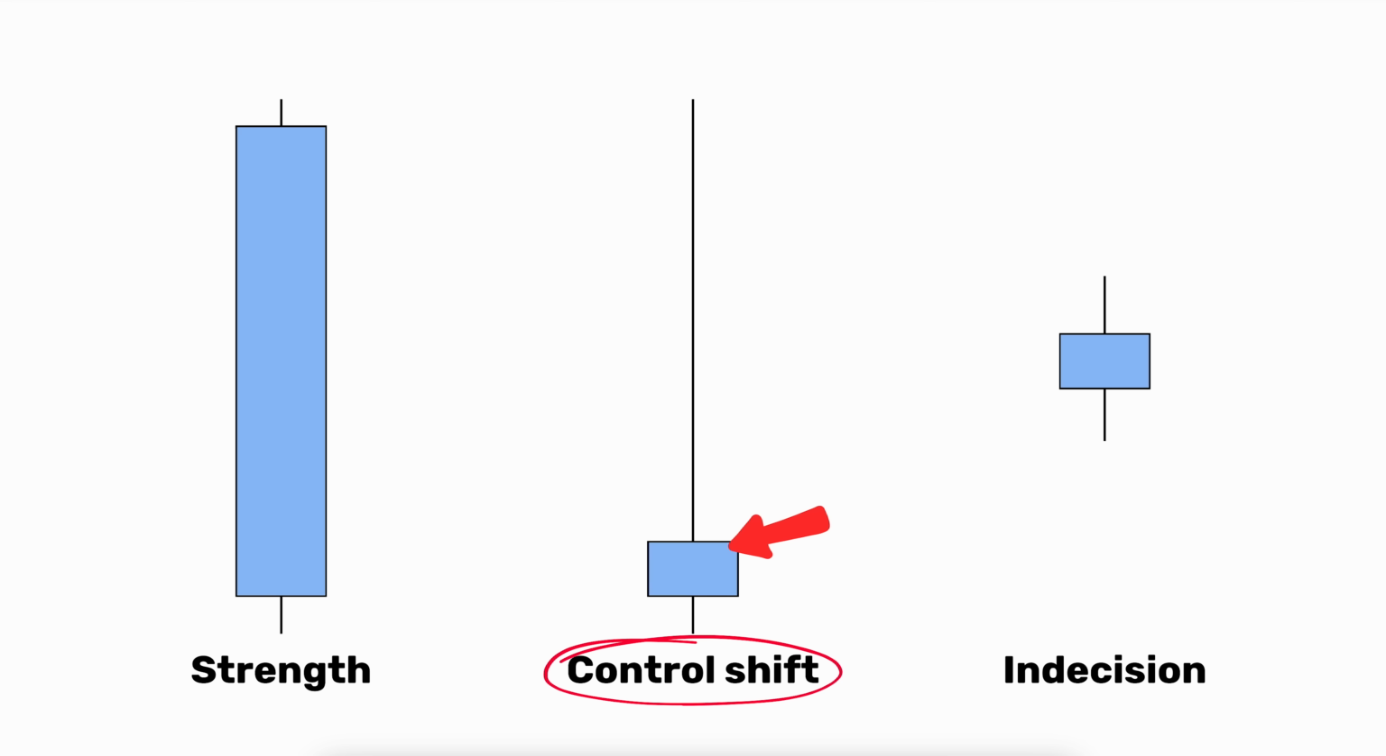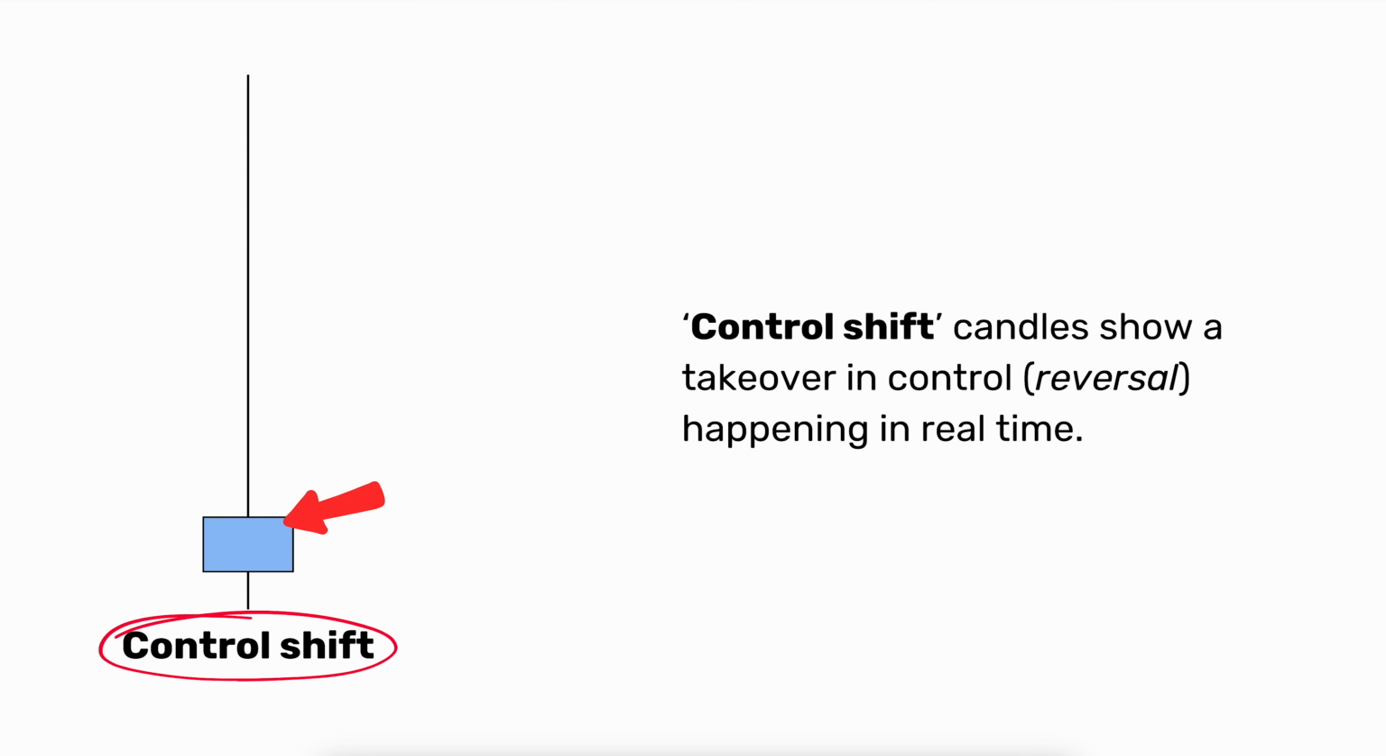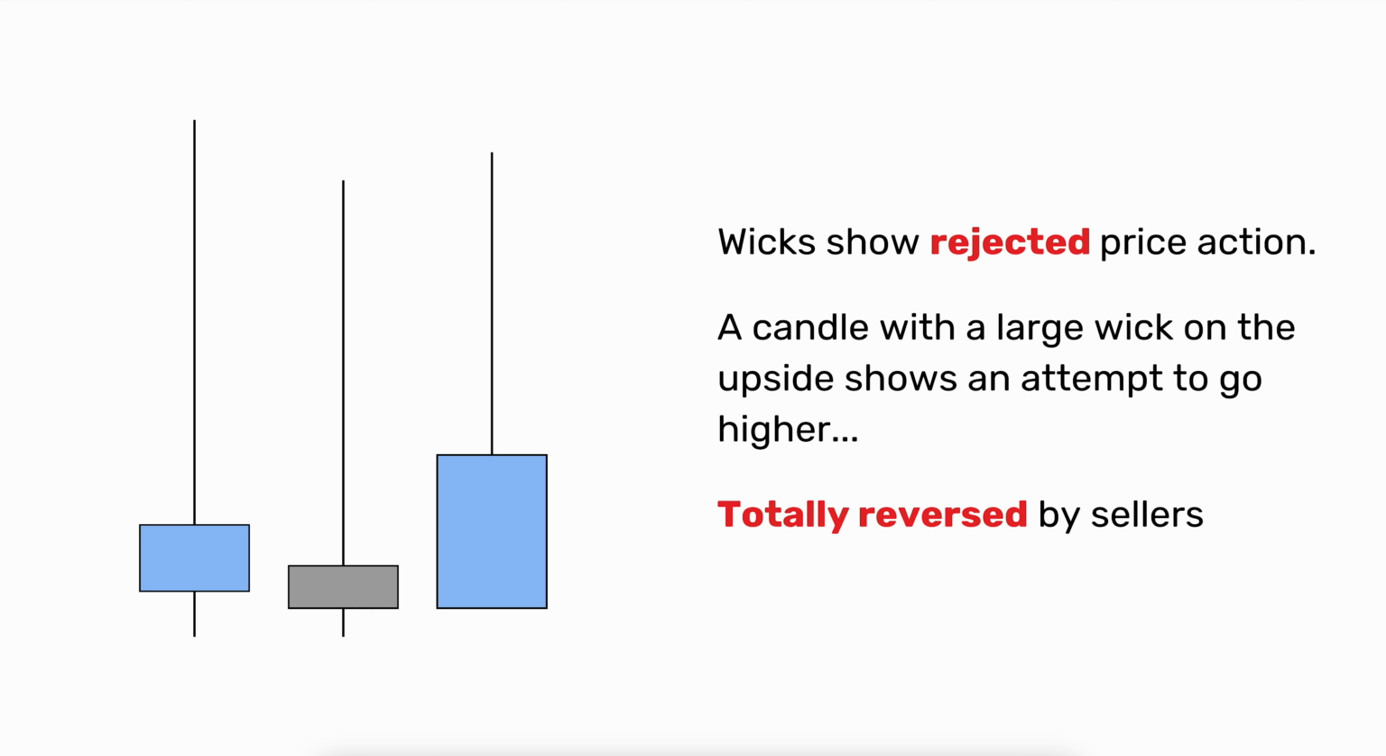So now let's move on to control shifts. A control shift candle shows a takeover in control or a reversal happening in real time. As we've said, wicks show rejected price action. So a candle with a large wick on the upside shows an attempt to go higher, totally reversed by sellers. The opposite is true with large downside wicks for a market where buyers are taking control over sellers.